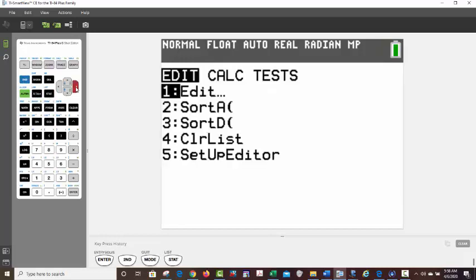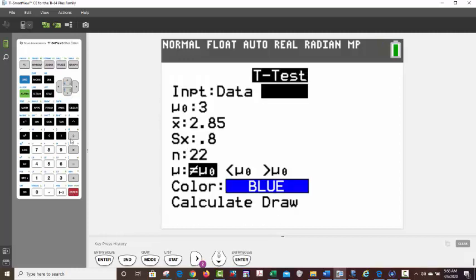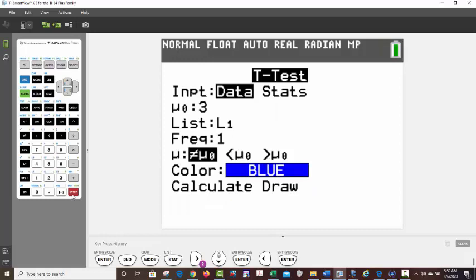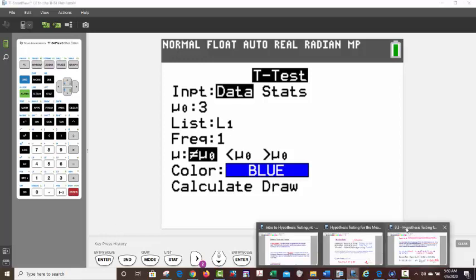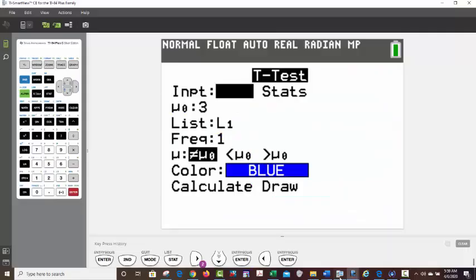Stat, test, T-Test, data. We choose data when our numbers are in a list. And L1's the default, so that's always good. So we're testing this one, I believe, against 2.8. Let me double check. The other problem was 3.0. 2.8, yeah. So you don't need to enter the mean and standard deviation because it's going to do that for you.